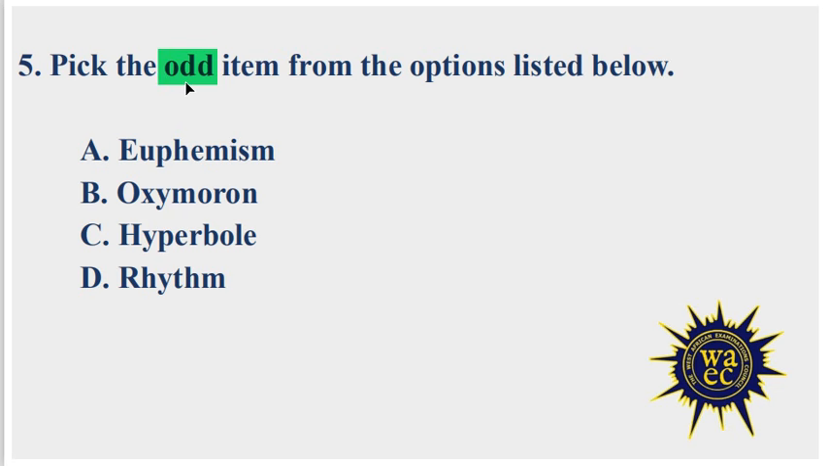is different. A. Euphemism is a figure of speech. B. Oxymoron is a figure of speech. C. Hyperbole is also a figure of speech. It is only rhythm that is different. Hence, our correct option, the different one, is option D, rhythm.